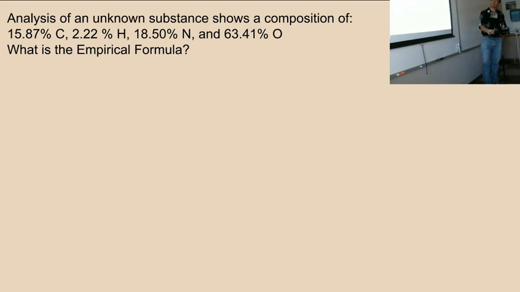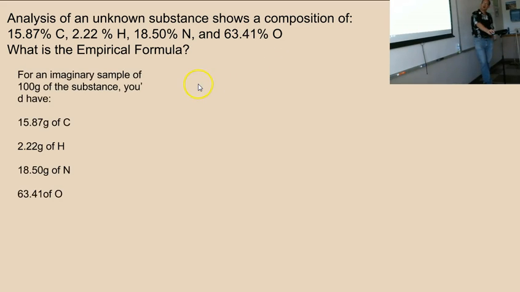So here's an example problem. Analysis of an unknown substance shows a composition of 15.87% carbon, 2.22% hydrogen, 18.50% nitrogen, 63.41% oxygen. What is the empirical formula? What is the formula of this thing that I've been given? So I need to come up with an imaginary mass of this substance. How do you do it?